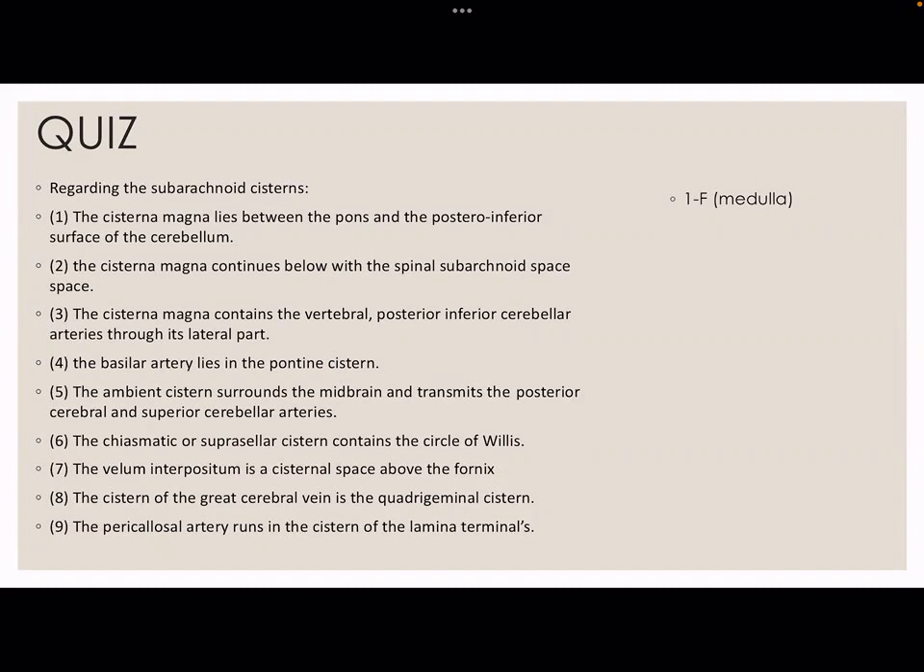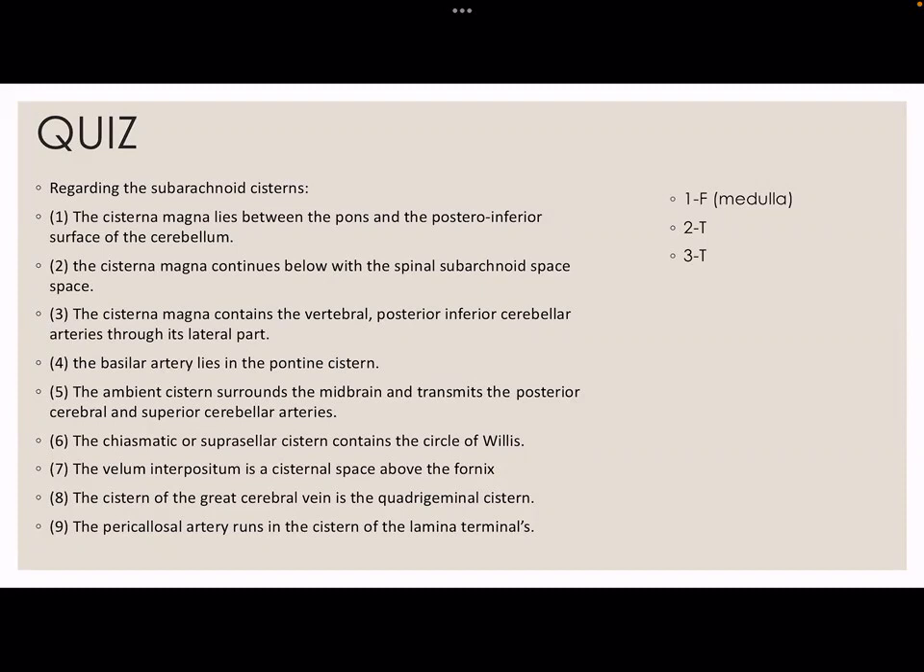Number 2. The cisterna magna continues below with the spinal subarachnoid space. True. Okay. Number 3. The cisterna magna contains the posterior inferior cerebellar artery through its lateral part. It's true. True.